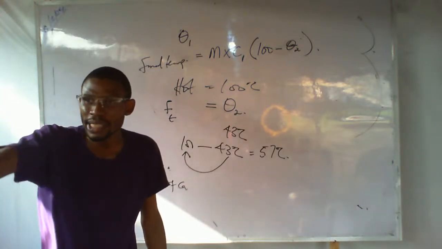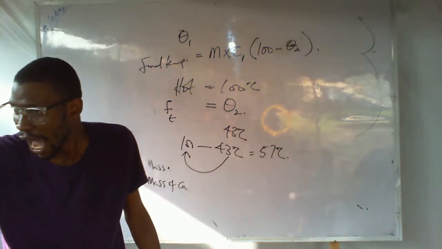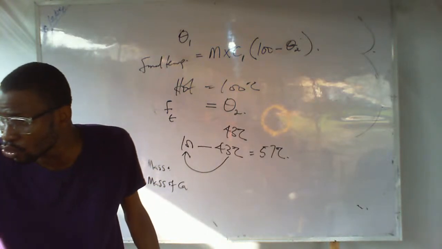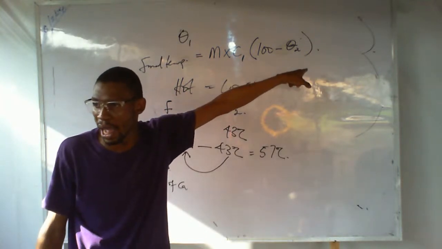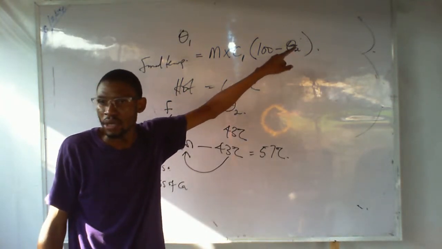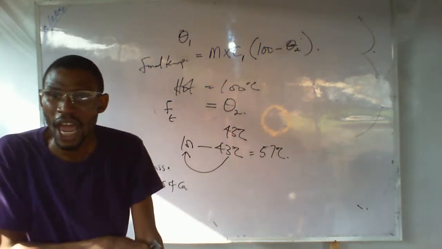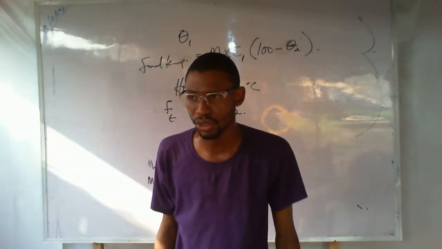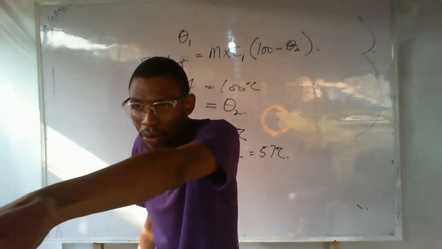So instead of writing theta 1, everybody put theta 2. Sure you understand what I'm saying? Are you clear with what I'm saying? Instead of writing MC1, open bracket 100 minus theta 1, write theta 2 there. Is it clear to you now? So that it will give you the temperature range. Do you understand now?